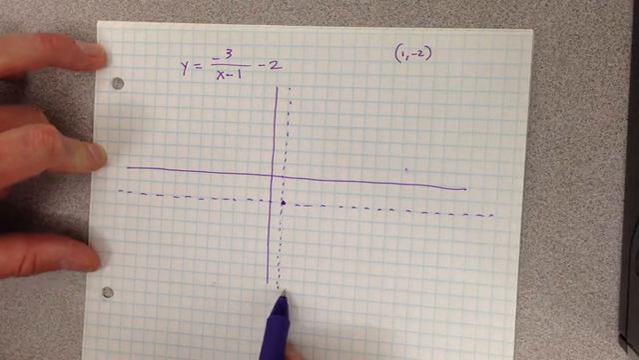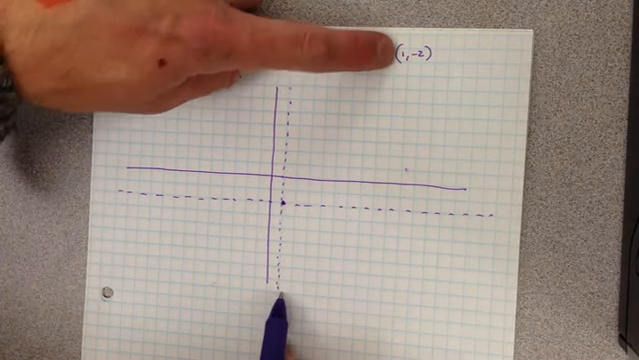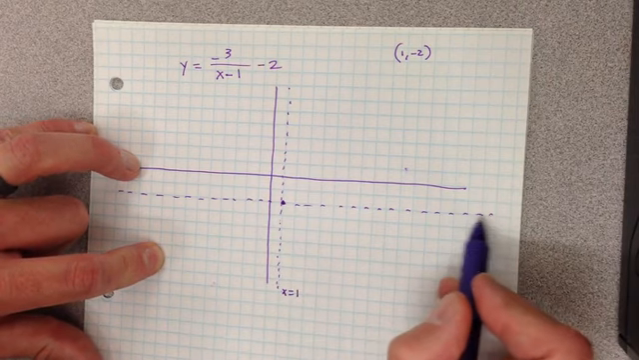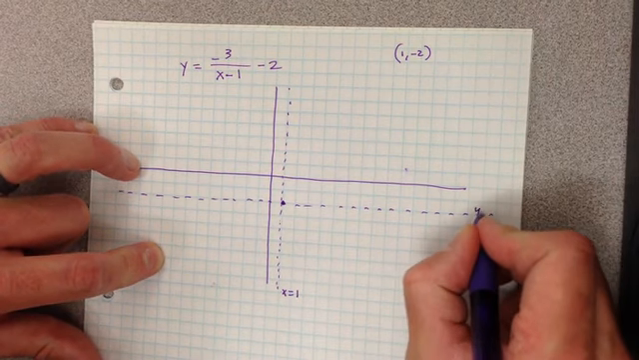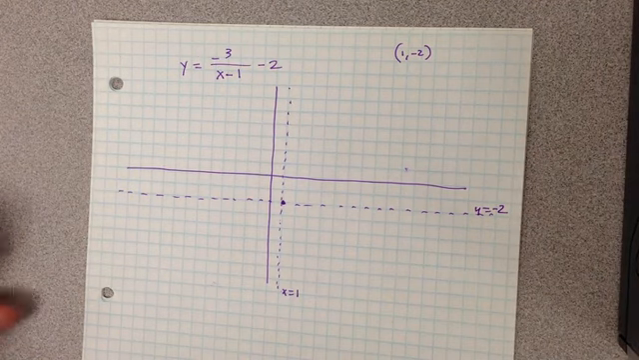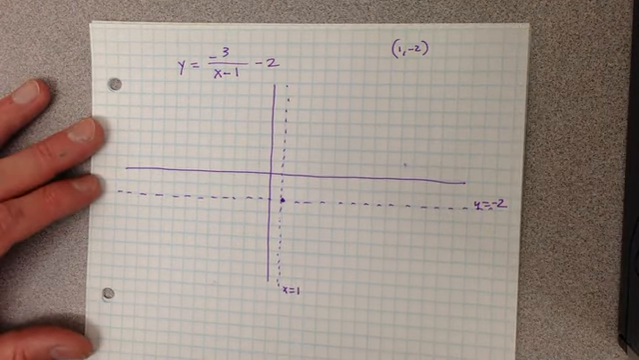The equation of this asymptote is x equals 1. The equation of this asymptote would be y equals negative 2. You now have the equations of those asymptotes. You can fill them right in if there's an answer blank for that.